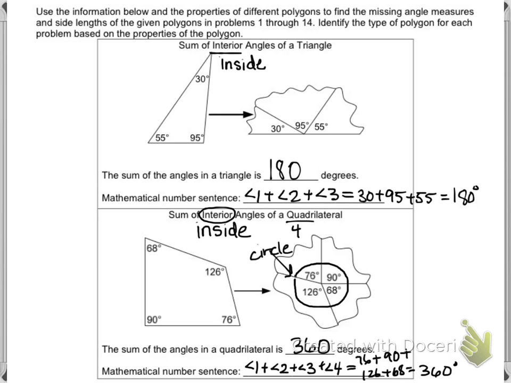Correct? So now we need to memorize this. You need to know that the sum of the angles inside, not outside, of a triangle adds up to a total of 180 degrees, and the inside of a quadrilateral adds up to a total of 360 degrees. If you only memorize the triangle, well, how many triangles does it take to make a square or a rectangle? It takes 2, so 180 plus 180 will always give you 360.